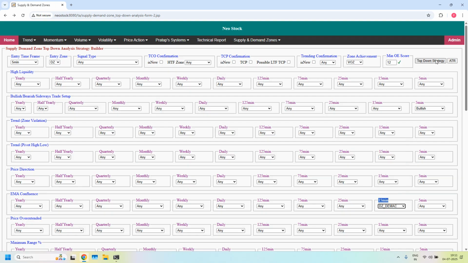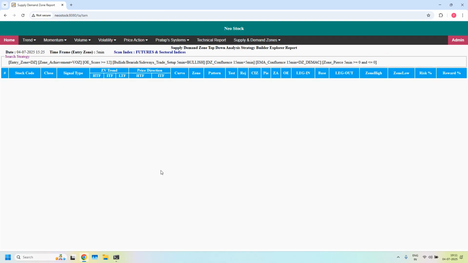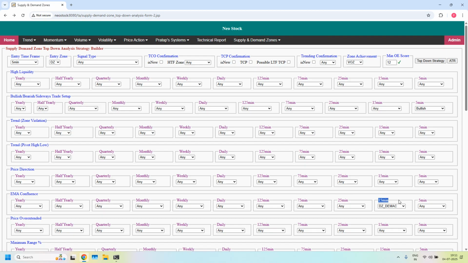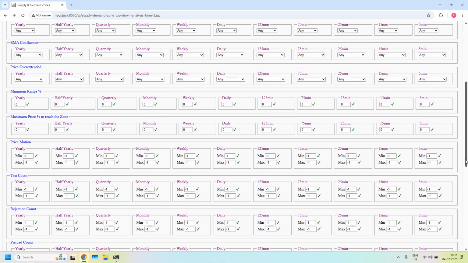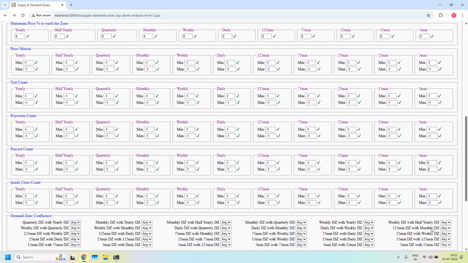Because the 15 minutes trend is up, let's filter. None of the stocks are having EMA, no high probability trade setup zones. Now let us look into LTF, ITF, HTF demand zone confluence supported stocks. Remove the EMA filter. In the demand zone confluence, 3 filters we have to set.